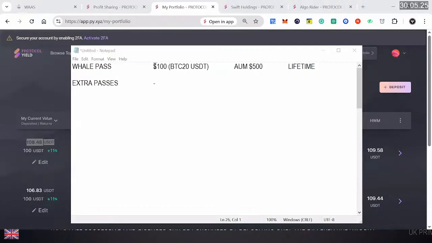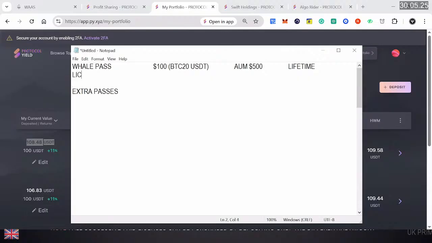We can use it right now also, but Pi is limited to KYC. So one KYC, one Pi account. Only one Whale Pass you will be able to utilize for yourself, not more than that. So the extra Whale Passes you can use right now, even after the offer for Whale Passes is over. Okay.